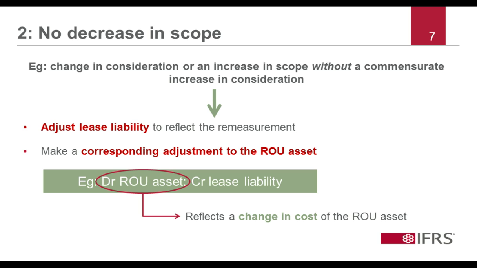This is similar to the way that at commencement of a new lease, the measurement of the lease liability is used as the starting point to measure the cost of the right-of-use asset. In the case of a modification, the measurement of the modified lease liability is used to measure the modified cost of the right-of-use asset.